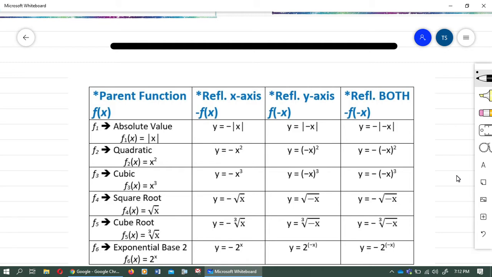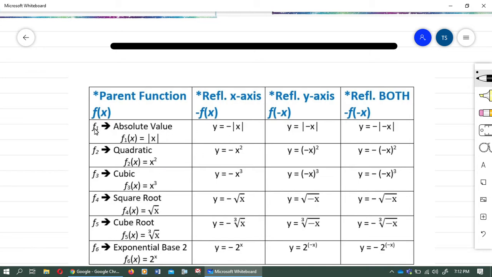Okay, so guys, I've made this little chart for you here, and in this chart, we're focusing on the function notation for these specific types of reflections, and again, we're showing you with those six parent functions that I showed you in one of the previous videos.